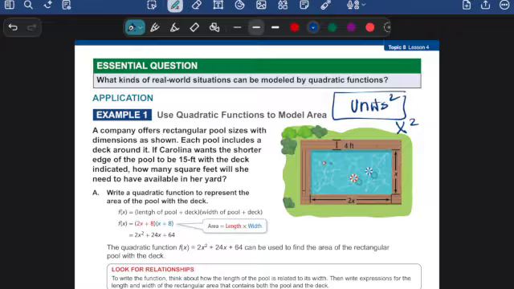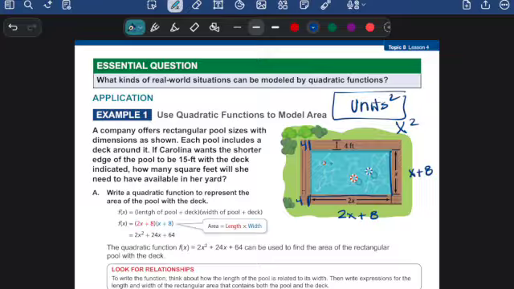So we have this diagram, and the length of the pool is 2x, and the width is x. And then there's this 4-foot walkway around the whole thing. So there's 4 feet on each side. There's 4 feet on each side. So really, we're taking x and we're adding 4 plus 4, which is 8. And then for the length, we're taking 2x and we're adding 4 plus 4, which is 8 for the whole length of the pool and the deck.